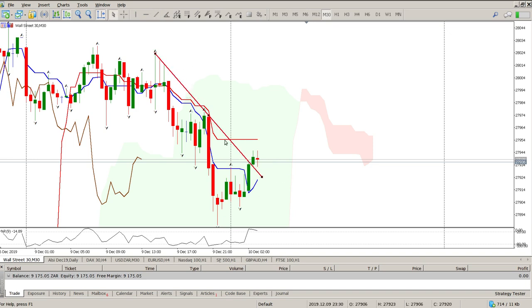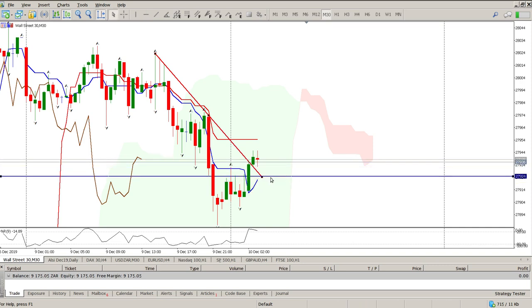See this trend line break? We've had half-hour close above it. I want to see a pullback, and the most logical pullback at the moment is back into this area here, 27,924, and then see what happens there.